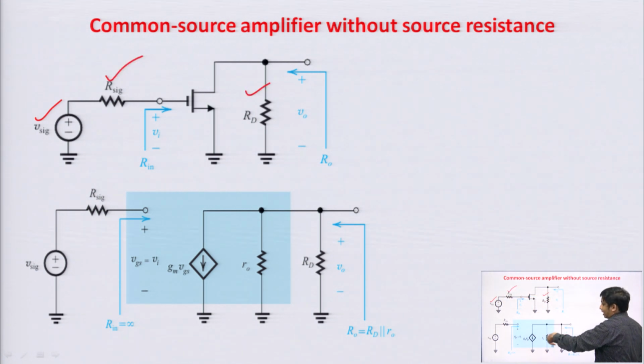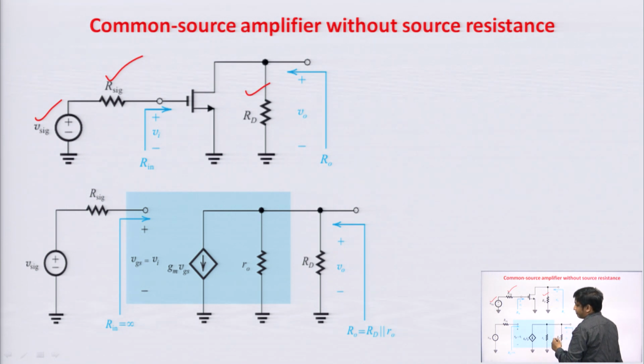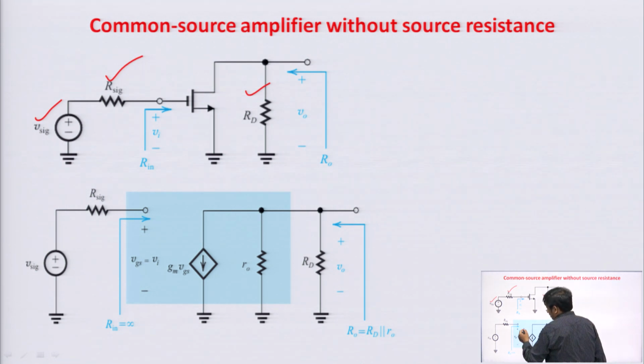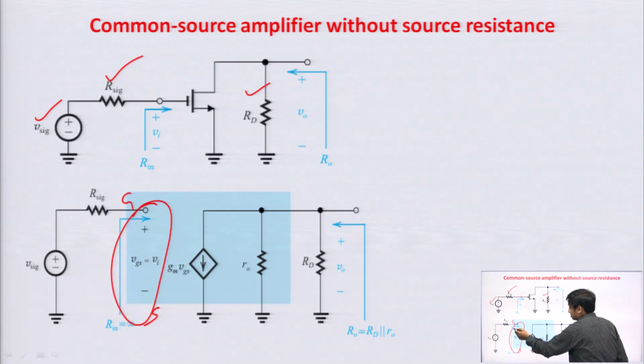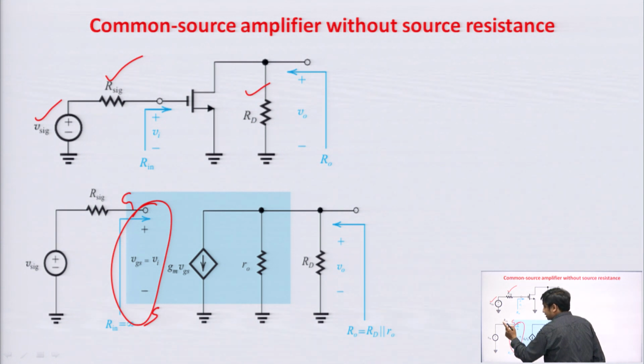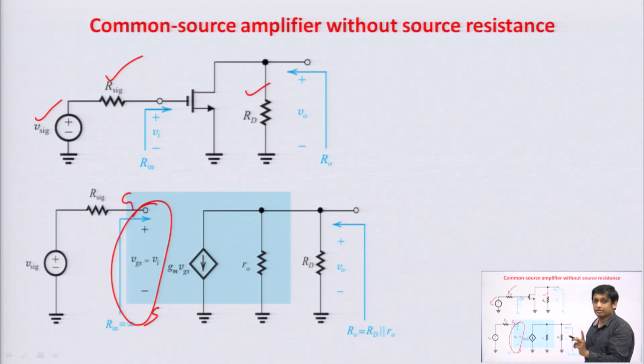Now, we can draw the hybrid pi model for this common source amplifier. You can see that in the hybrid pi model, there is no resistor connected between the gate terminal and the source terminal. There is no resistor because the gate current is 0. That is the difference between common emitter and common source amplifier.